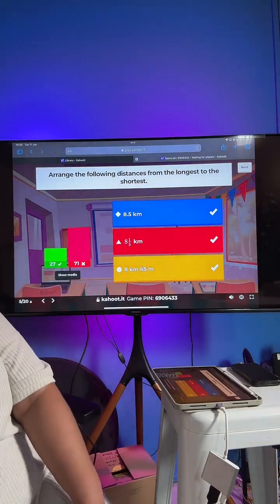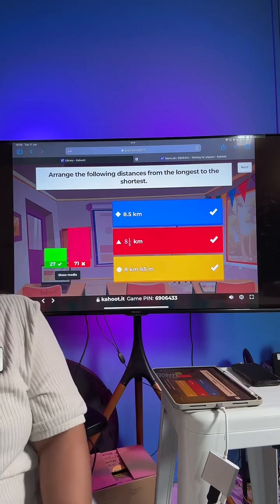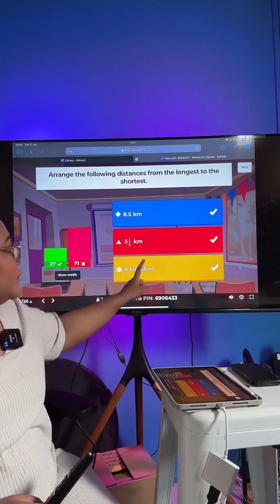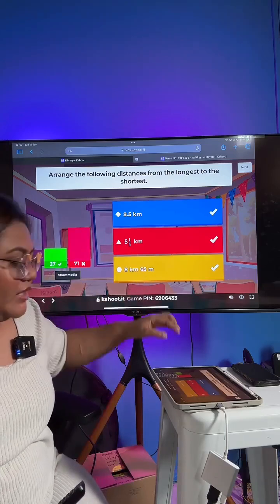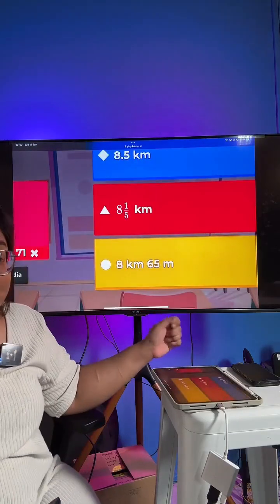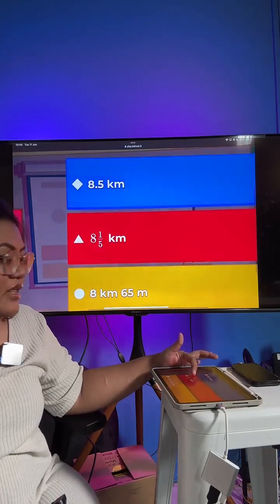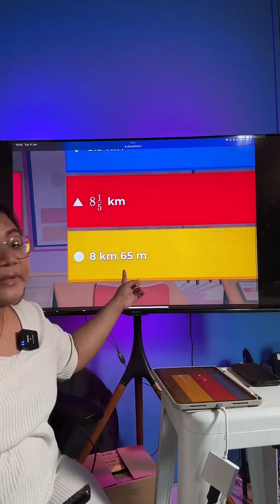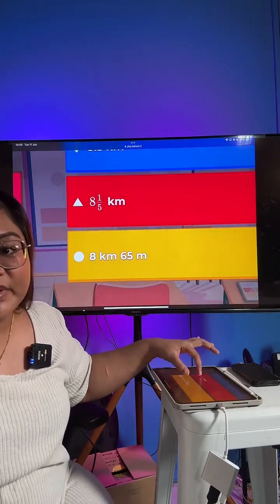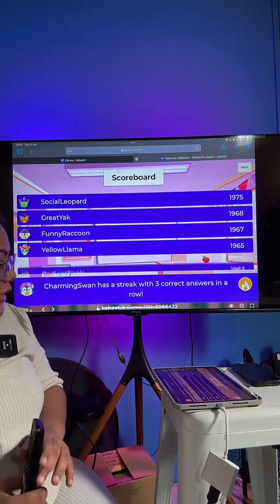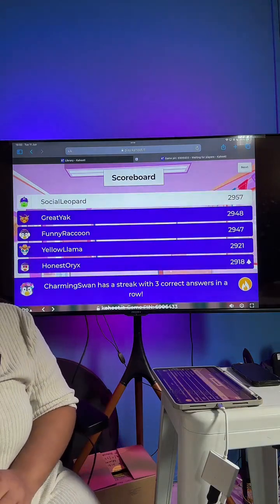Okay, let's take a look. 27 of you got this right. I'm pretty sure most of you were stumped with this yellow one, right? 8 kilometers and 65 minutes. So basically the longest one is 8.5, followed by 8 and 1/5, and then finally 8 kilometers and 65 meters. Yeah? So let me share with you why this is so. For now, Social Leopard is still number 1.